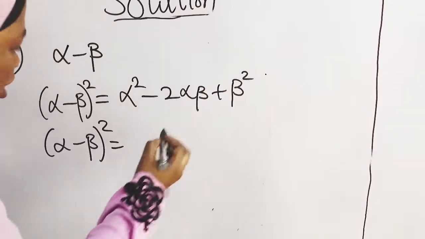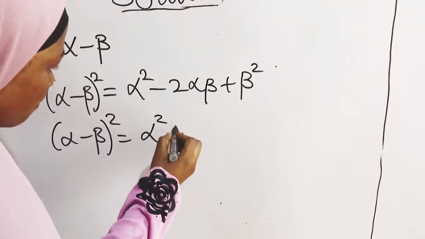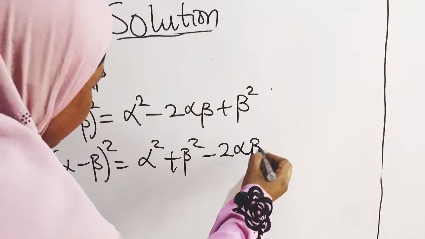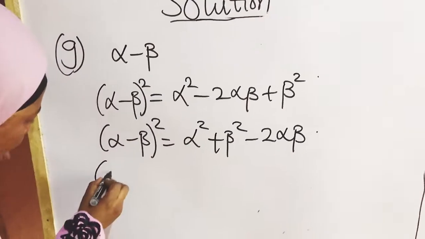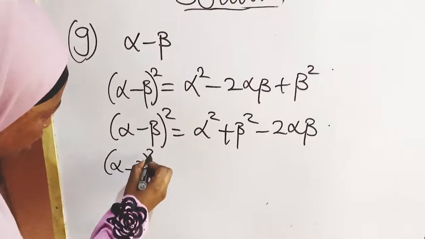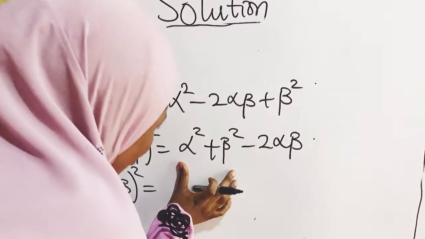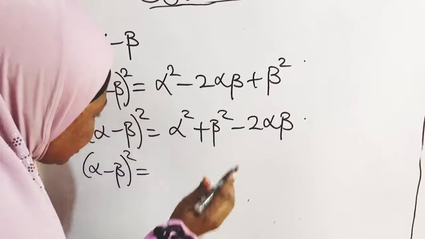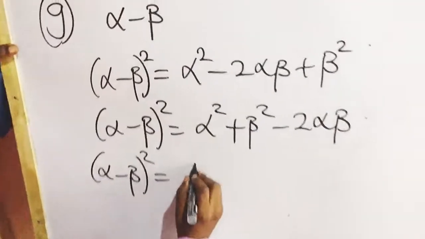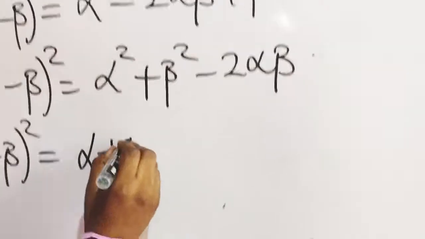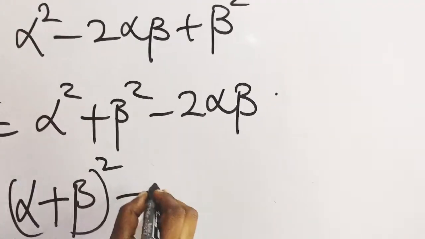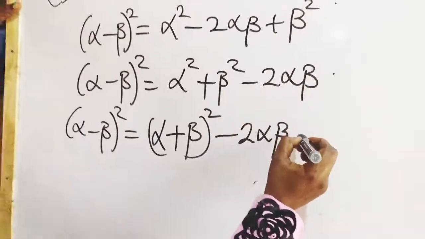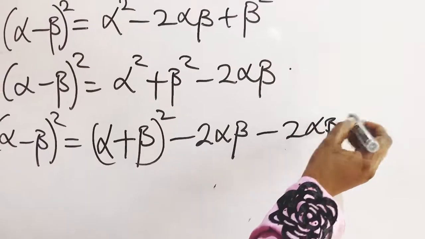So those with squares, let's take them together. Alpha squared plus beta squared minus 2 alpha beta. So from here, alpha minus beta squared is equal to, we have derived the value of alpha squared plus beta squared the other time, and we got alpha plus beta squared minus 2 alpha beta. So now let's put this one also there, 2 alpha beta.